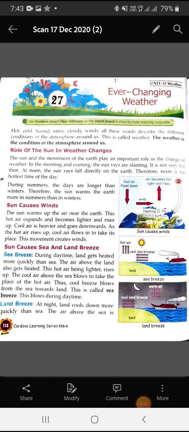Today we are going to start a new chapter, chapter 27, Ever-Changing Weather. In this module, we will learn about what is weather, different conditions of weather, the difference between weather and climate, what is the role of the sun in weather changes, different kinds of winds, and what causes winds to blow. Let us understand.